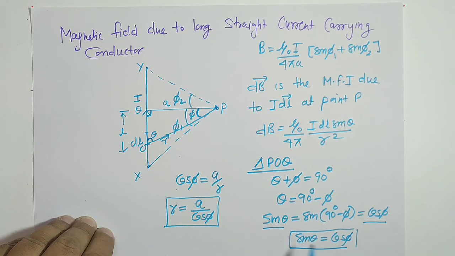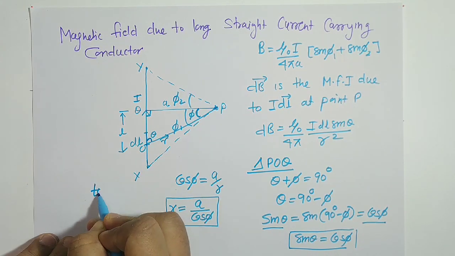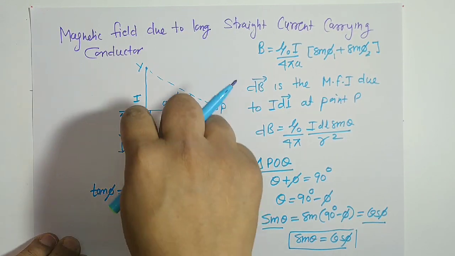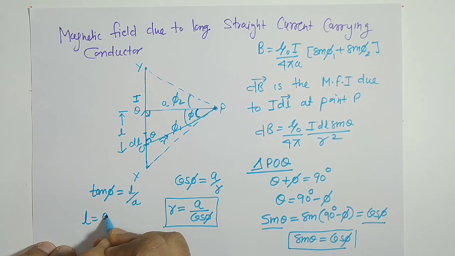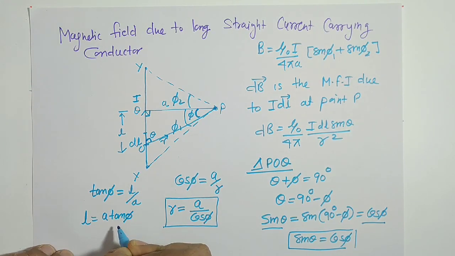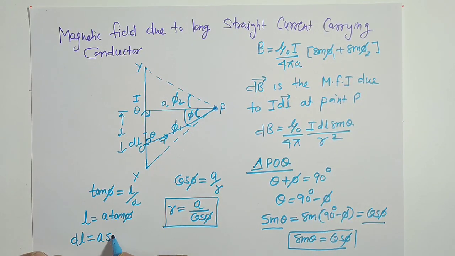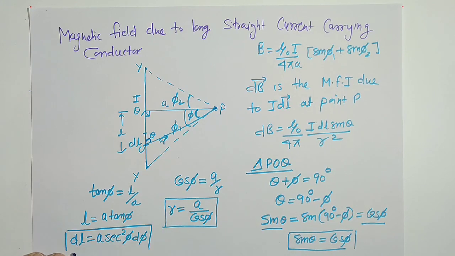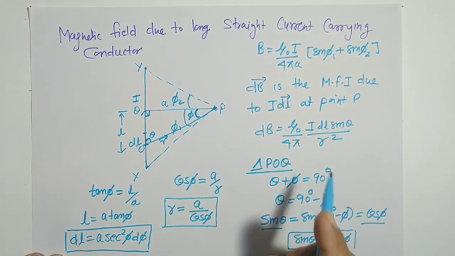And in the same triangle, tan phi is perpendicular upon base, so L by A. So L is equal to A tan phi. If I differentiate, tan phi has the derivative sec square phi d phi, some of you may know. So dL becomes A sec square phi d phi. So all three we got in terms of phi: r as A by cos phi, sin theta as cos phi, and dL. We will put it here.